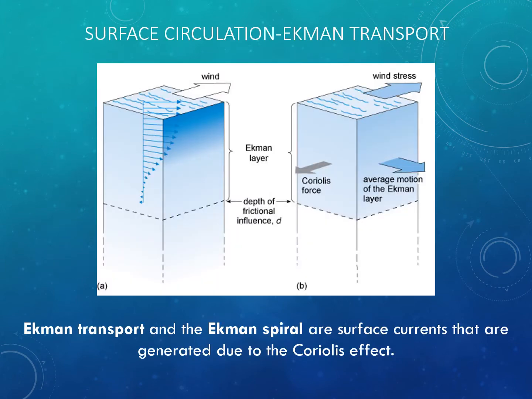Ekman transport and the Ekman spiral are surface currents that are generated due to the Coriolis effect. As the wind blows across the surface of the ocean, the friction of the water due to its high surface tension will increase, and displacement of the surface water will begin. As water layers are continuously replaced at depth, they move in a spiral that eventually deflects the water 90 degrees to the direction of the oncoming wind.